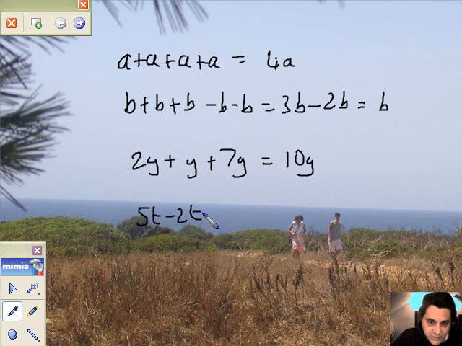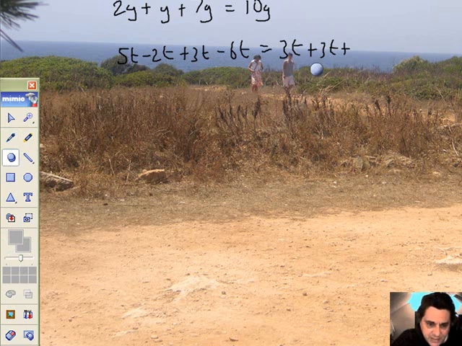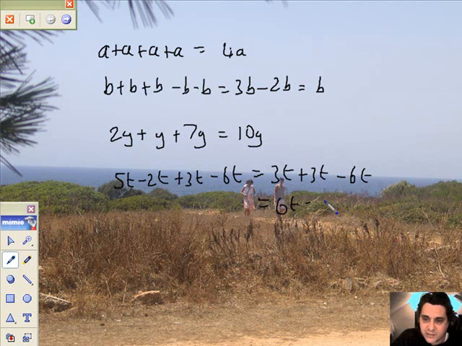5t take away 2t plus 3t, then take away 6t's. What do we got? We've got 5t take away 2t. Well, that's 3t at the moment, isn't it? And then it says plus 3t, so it's minus, isn't it? Going too quick there. Minus the 6t's, so these two make 6t's, 3 and 3 is 6, so 6t take away 6t, final answer 0. Right, very straightforward. That's grade F.